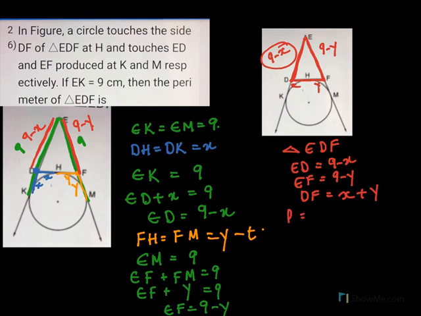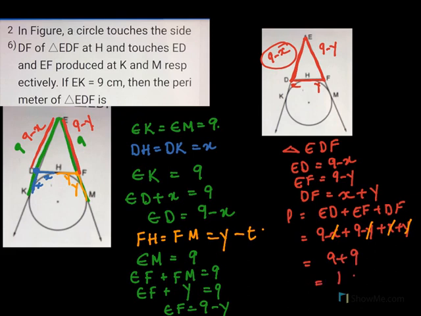So the perimeter, if we add up now, ED plus EF plus DF, let's put the values. 9 minus x, 9 minus y, plus x plus y. Now here, minus x plus x, this will cancel out, and your answer will work out to 9 plus 9, and that is 18. So the perimeter of DEF is equal to 18 centimeters.